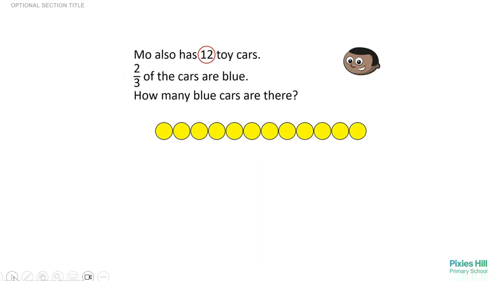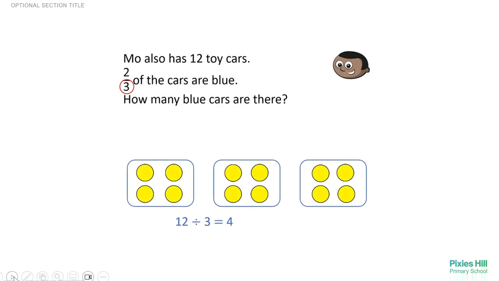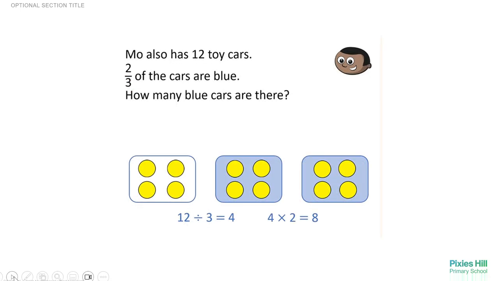Here we're looking at a non-unit fraction, so Mo has 12 toy cars again, but this time 2/3 of the cars are blue. So how many cars are blue? So again we have 12. This time our denominator is 3, so we need to have 3 boxes. And then we are going to look at our numerator, which means that we're looking at 2 parts. So 2 out of the 3 equals 8, because you will count them up. So 2/3 of 12 is 8.